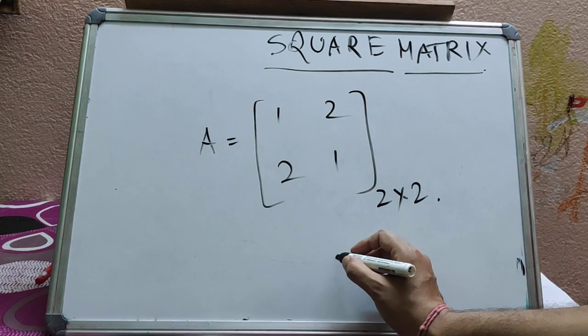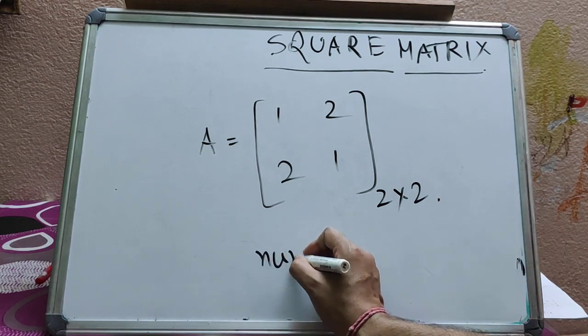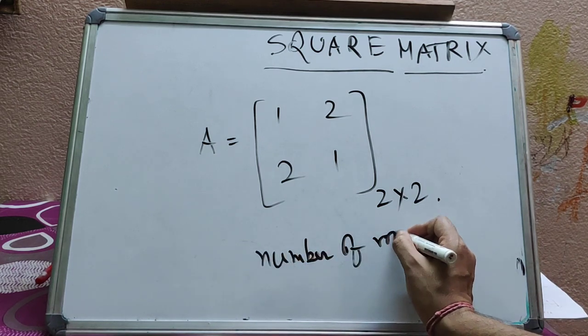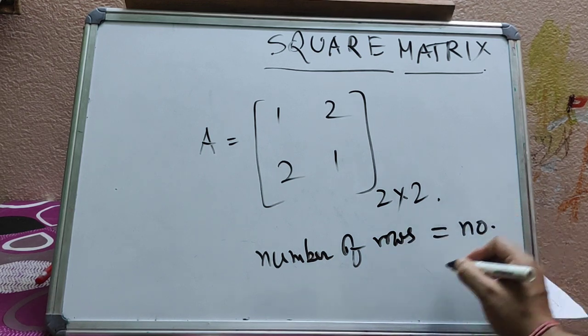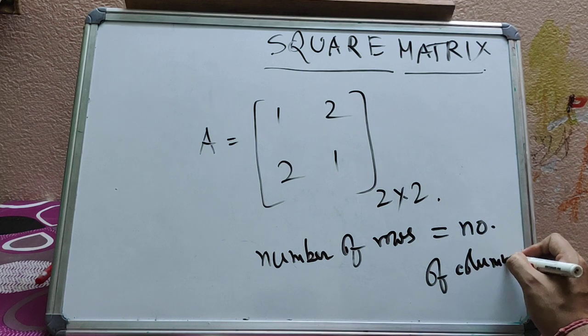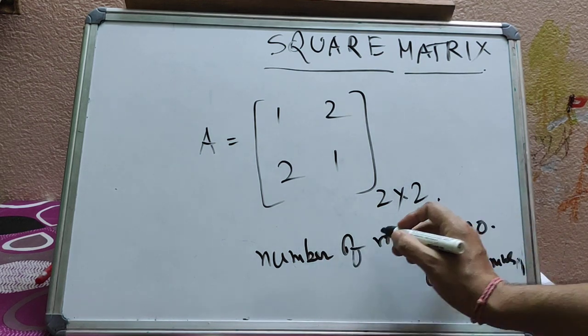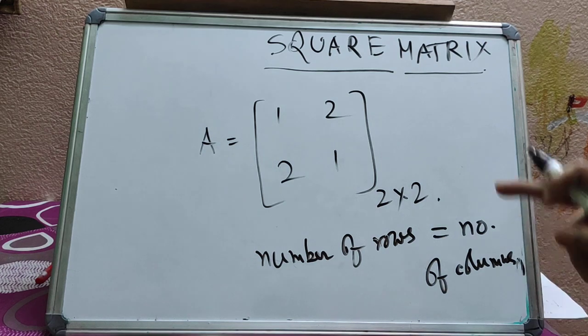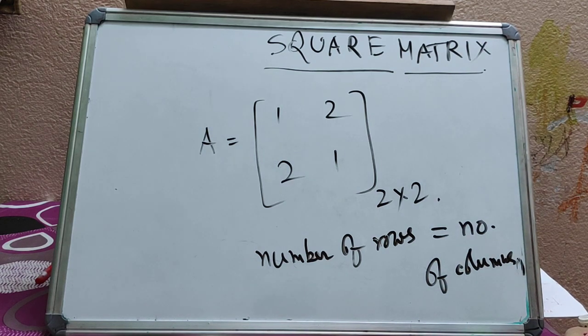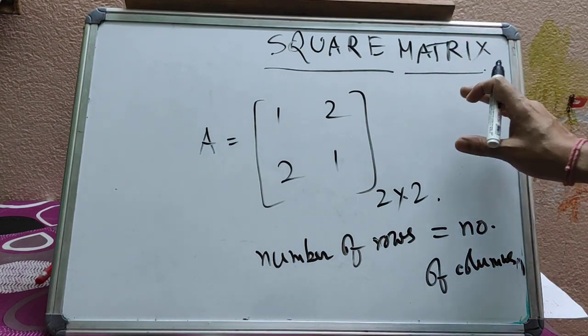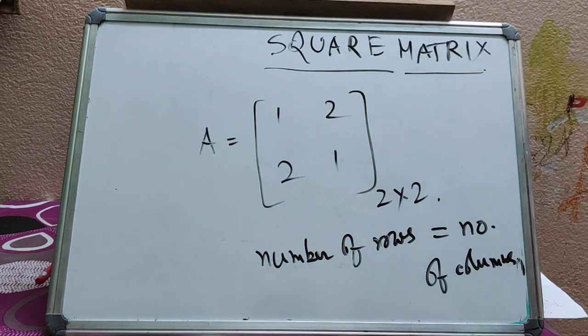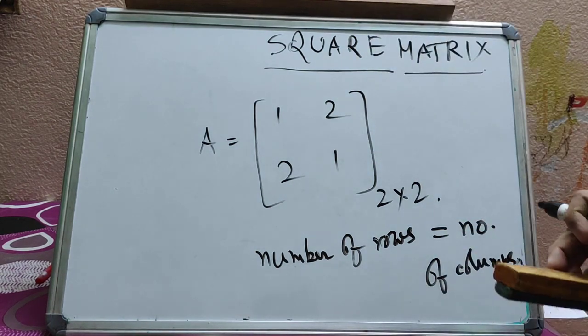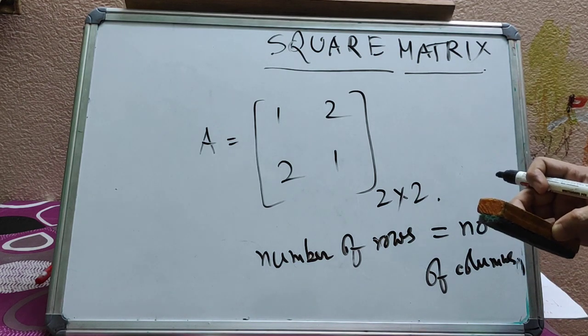That means the number of rows equal to the number of columns. Then the matrix is called the square matrix. Actually, in the scope of our syllabus, we will deal with this square matrix. Almost every matrix problem we will see in the square matrix form. So this will be of greater importance for our syllabus.